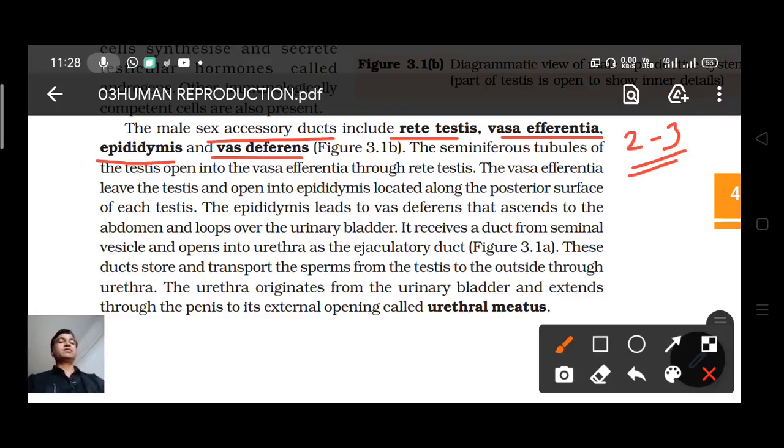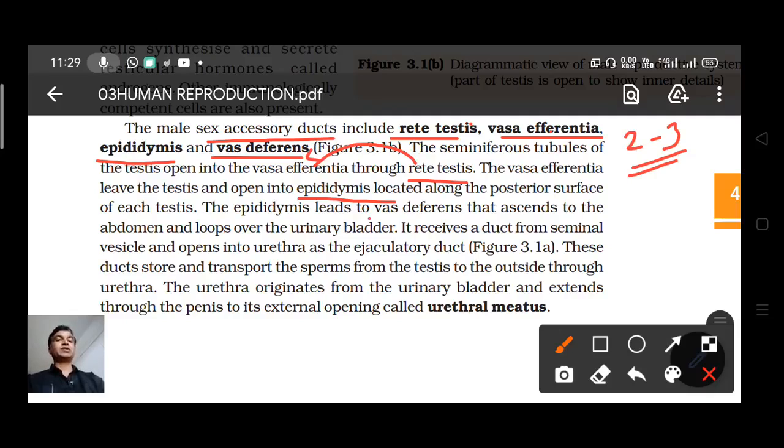Means the seminiferous tubule first opens into the rete testis, then into the vasa afferentia. Vasa afferentia leave the testis and open into the epididymis. Now the rete testis and vasa afferentia are the intratesticular ducts. The epididymis is present outside the testis. Clear? The epididymis is located along the posterior surface of each testis.